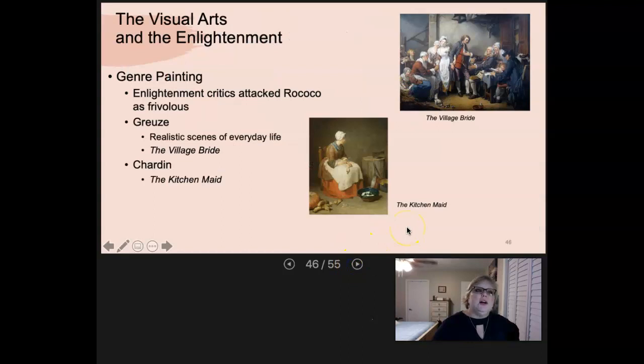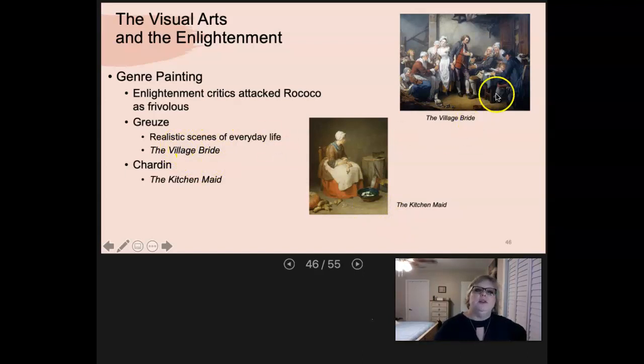There was genre painting that became a thing. Enlightened critics attacked the Rococo style as frivolous. Because of that opinion by some that Rococo was frivolous, others came out and were painting serious scenes or important scenes from society. So Greuze specialized in realistic scenes of everyday life.